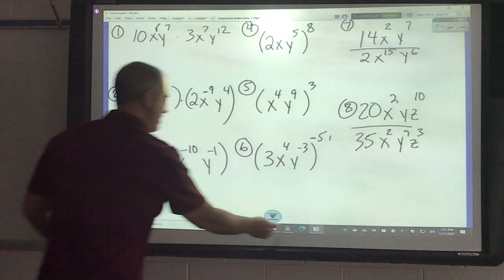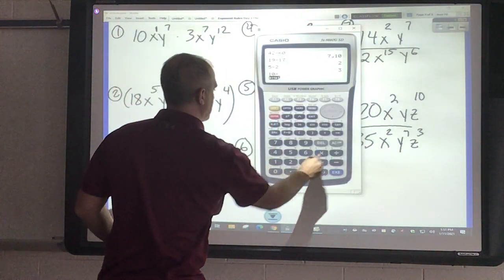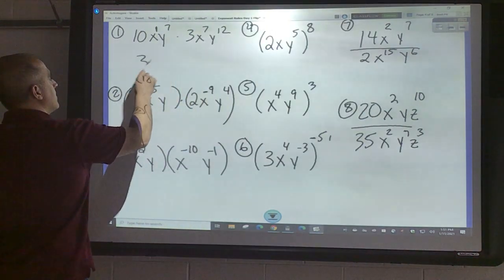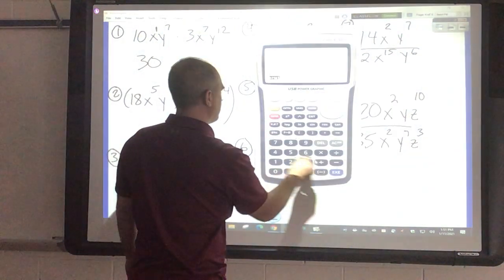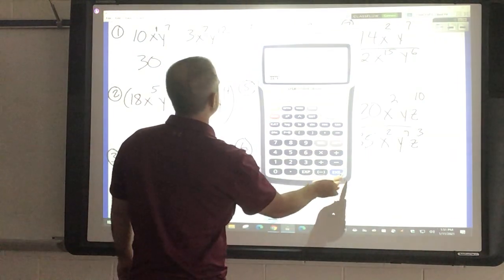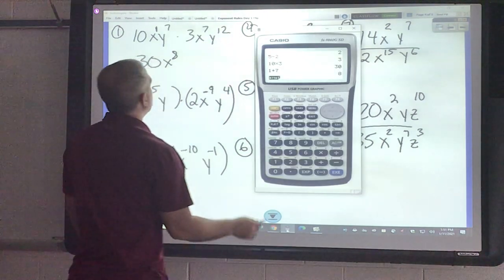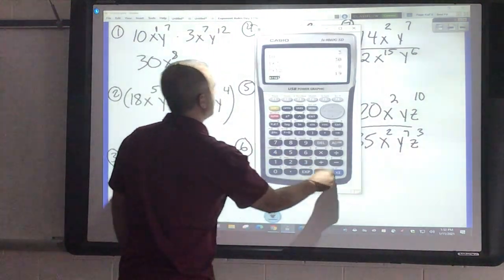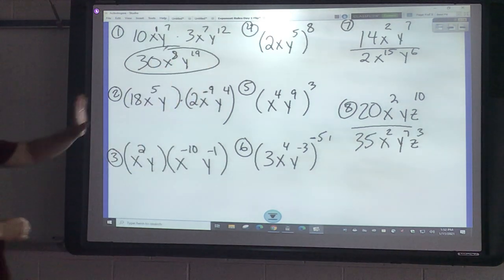This is multiplication. So what do I do in multiplication? I want to multiply the 10 and the 3, which would give me 30. I want to add the exponents now. So that would be 1 plus 7, which would be 8, x to the 8th power. And then I want to do 7 plus 12, which would be 19. So that would be my answer. There's no finishing rules necessary there. Let's go on to number 2.